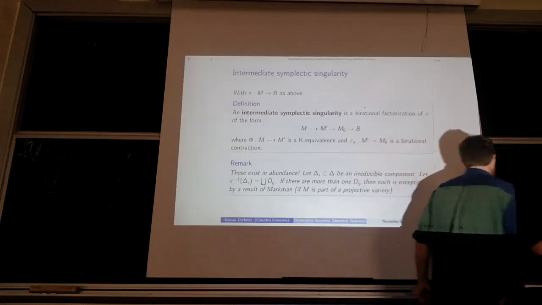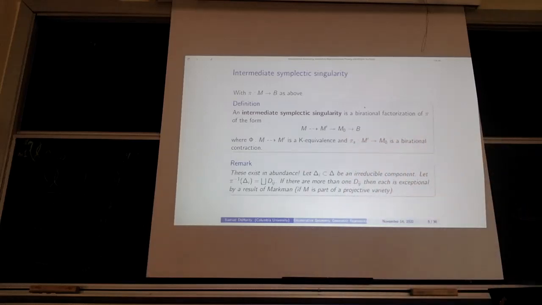So in general, if we have a Lagrangian fibration where our discriminant locus maybe has several irreducible components, and over one of the irreducible components of the discriminant locus, its inverse image breaks up into more than one irreducible component, then each of these divisors is contractible by an intermediate symplectic singularity. So each of these is contractible.